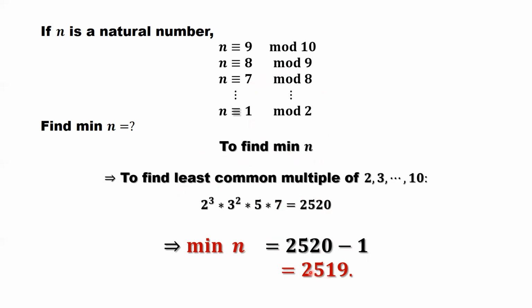So which is 2,519. That's the answer for the smallest natural number, satisfy all conditions here.